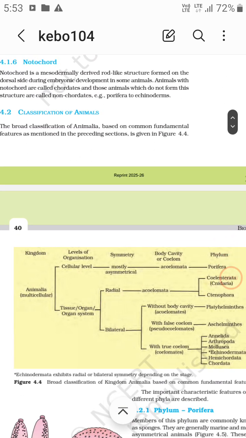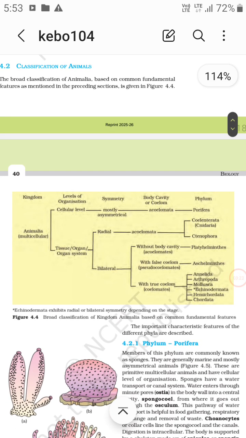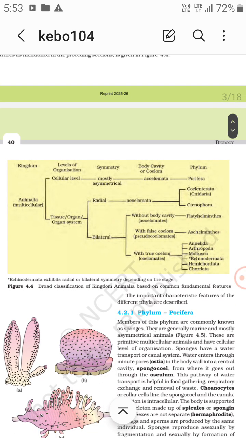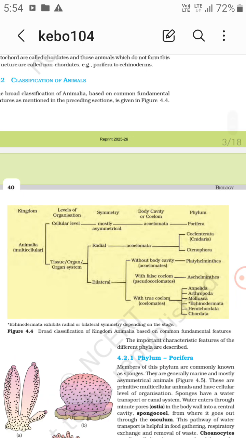Now, the classification of animals. Echinoderms exhibit radial or bilateral symmetry depending on the stage. So, this is the broad classification of kingdom Animalia based on common fundamental features. Animalia is a multicellular kingdom. Levels of organization can be cellular, tissue, organ or organ system.